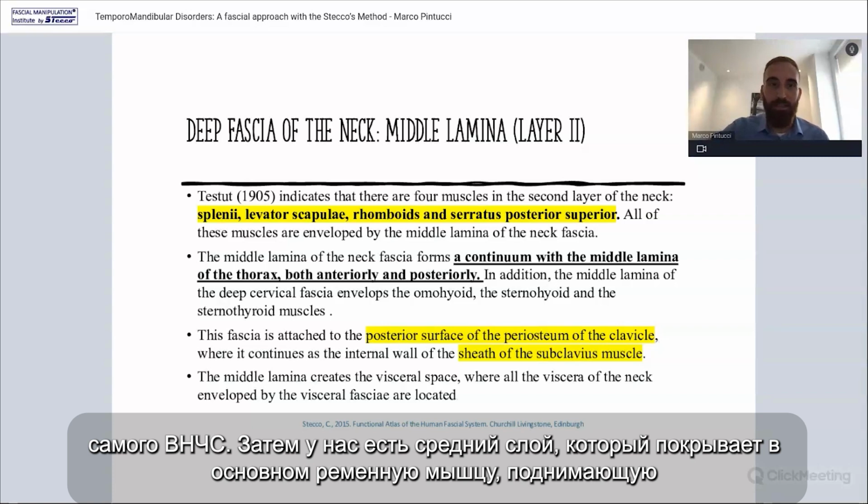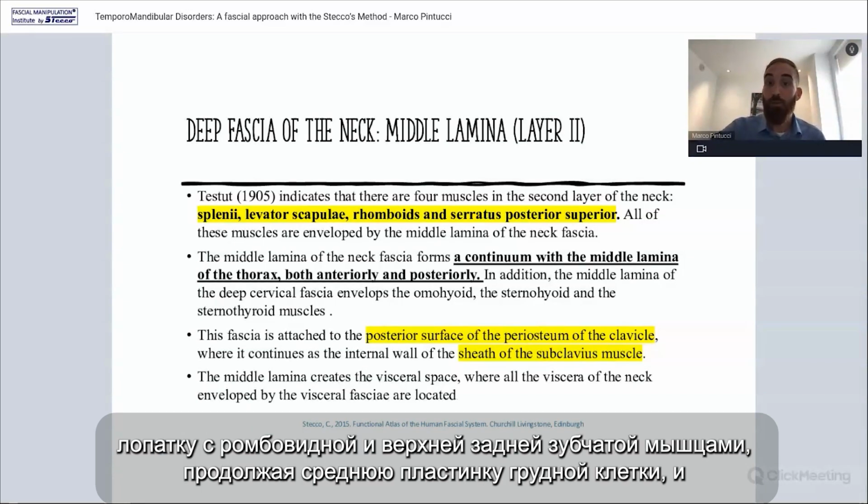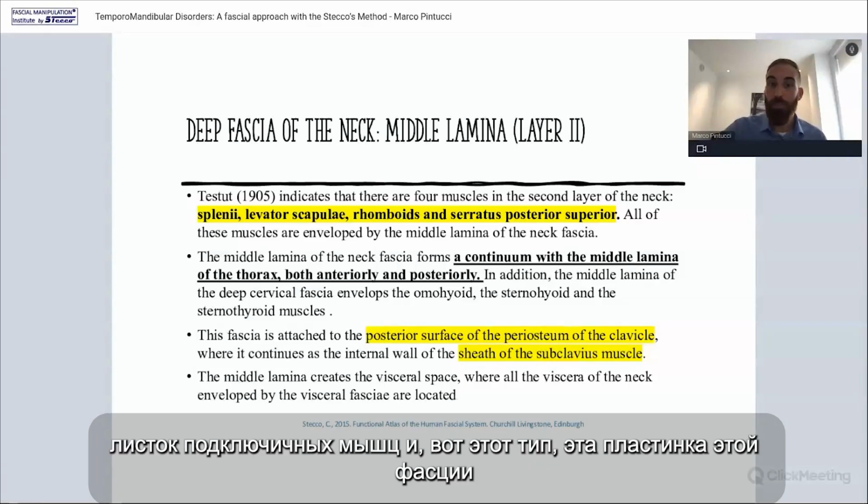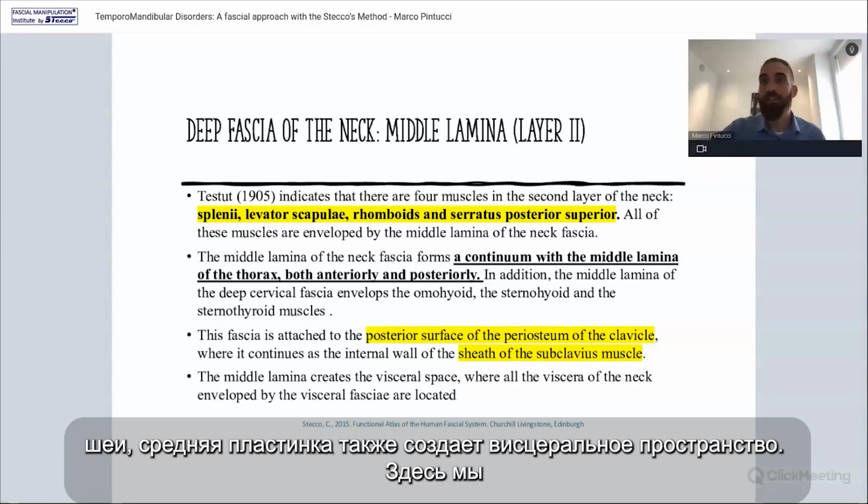Then we have a mid layer, which covers basically the splenius muscle, the levator scapulae, the rhomboids, and serratus posterior superius. It is in continuity with the middle lamina of the thorax, and it basically attaches to the posterior surface of the periosteum and the clavicle, and also surrounds the sheath of the subclavius muscles. This middle lamina of the fascia of the neck also creates the visceral space.